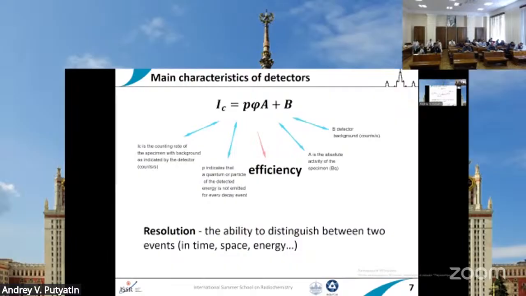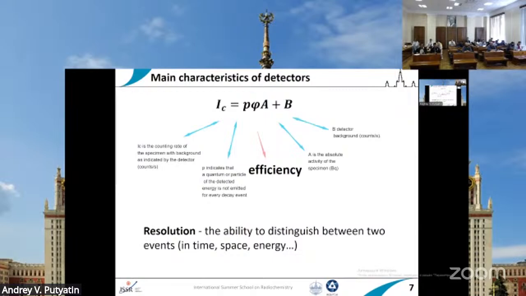Here, what we measure is actually the counting rate, the response of our device to the ionizing radiation, that is connected with the absolute activity of our radionuclide through this simple relationship. B here is the background of the radiation that is always present around us.